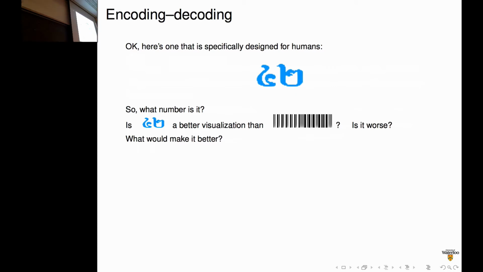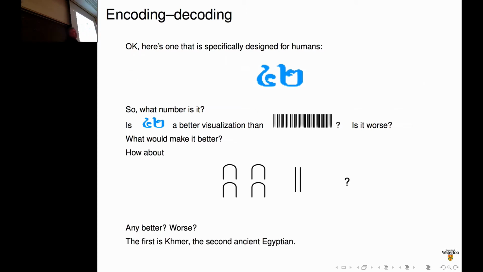So how about this? Here's another visualization of a number. Anybody have any idea what this is? Another human visualization. So this first one is Khmer. This is ancient Egyptian. Anybody want to guess what the number might be? 42. Why? So because there's 4 things here and 2 things there. Okay. Any other guesses? Yeah?